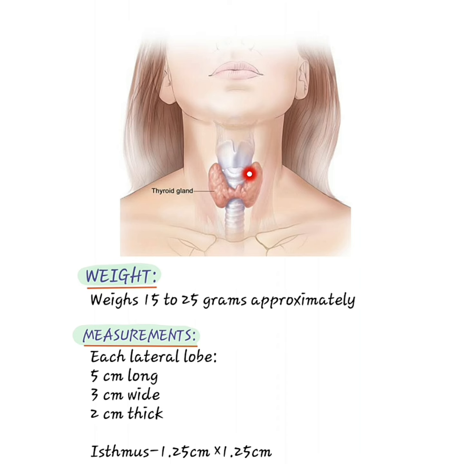The thyroid gland is usually larger in females, and its size further increases during menstruation and during pregnancy. Measurements: each lateral lobe is 5 centimeters long, 3 centimeters wide, and 2 centimeters thick.